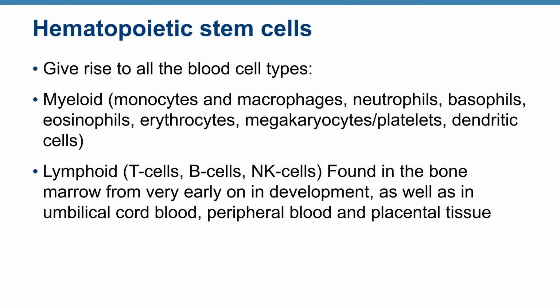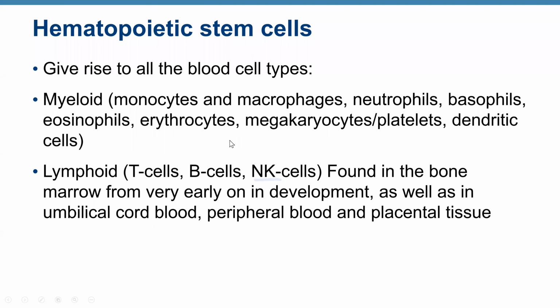So here are our hematopoietic stem cells. They give rise to all blood cell types. They will differentiate into myeloid and lymphoid lineage. Myeloid will then produce white blood cells, red blood cells, platelets, right? Many types of white blood cells. Lymphoid will produce special white blood cells called T cells, B cells, and natural killer cells.